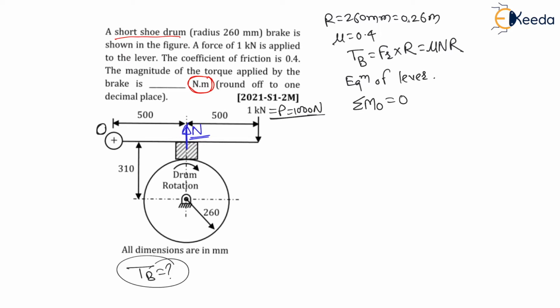Therefore for the lever, the normal reaction is upward and the frictional force is towards the right. This will be the frictional force for the lever, right? Now my dear students, what is the distance of this frictional force? Can I say this distance, let us say A.